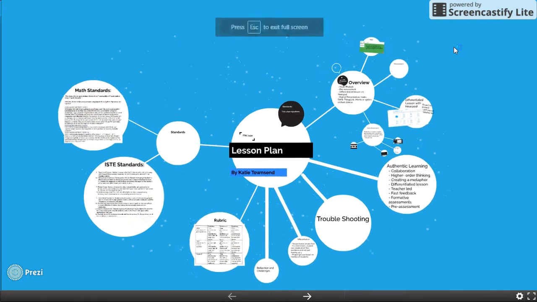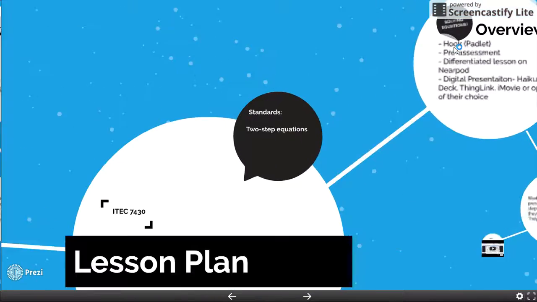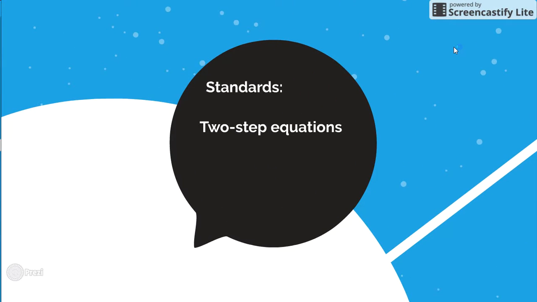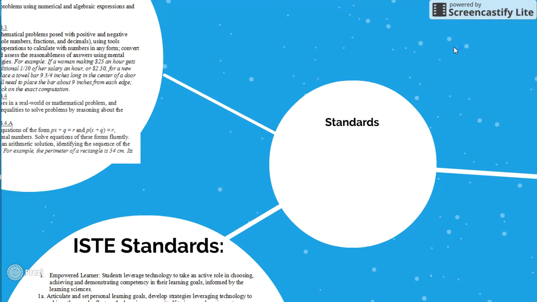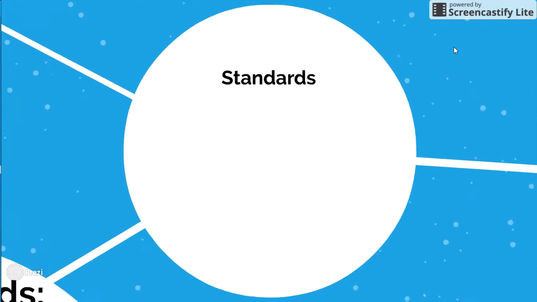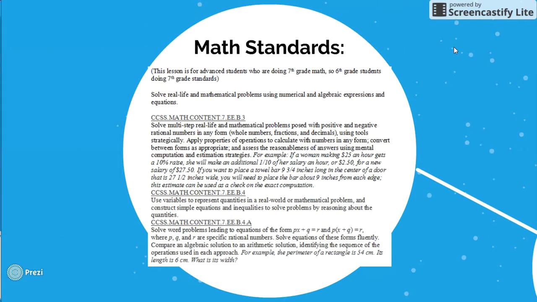I'm excited to share my lesson with you. It's going to cover two-step equations. It's going to be the first lesson in two-step equations. For my students, some of my advanced and accelerated students, they're going to be doing the seventh grade standard of solving two-step equations. So yes, they are sixth graders, but they are doing the seventh grade standard.